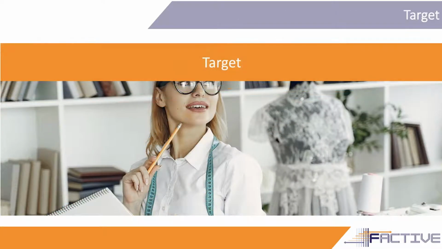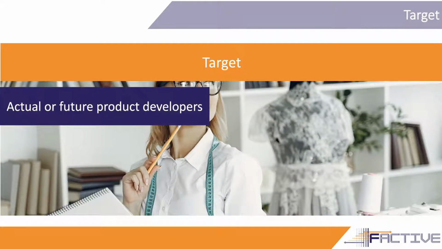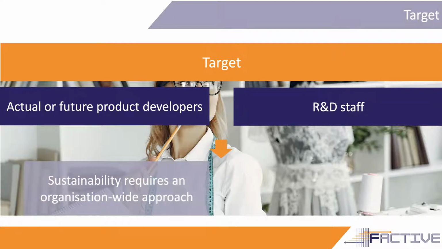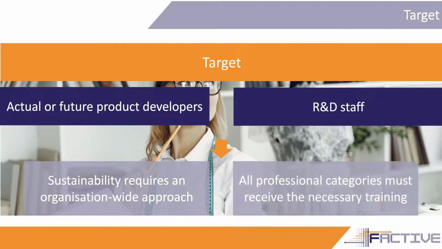The course is addressed mainly to actual or future product developers and R&D staff of companies. Indeed, these professional groups are designated as the most important target group for strategic training by companies that want to work on sustainability. However, sustainability requires an organization-wide approach, and therefore, all professional categories can play a role in building a sustainable production process and must therefore receive the necessary training.